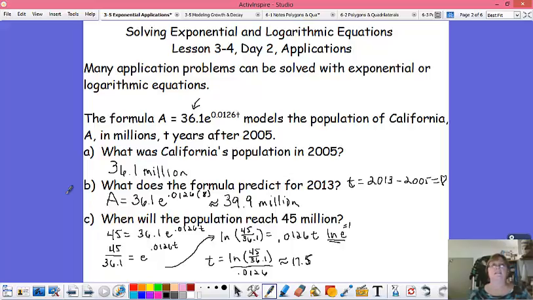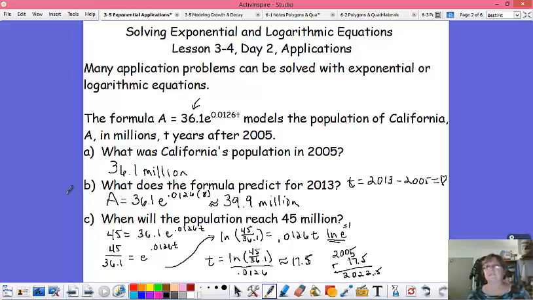Well, we said that t is the number of years after 2005. So if we add 2005 plus 17.5, that would give us 2022.5. Somewhere around the year 2022 is when California's population will reach that level. That's if this model continues to be a solid one, which may or may not be true.